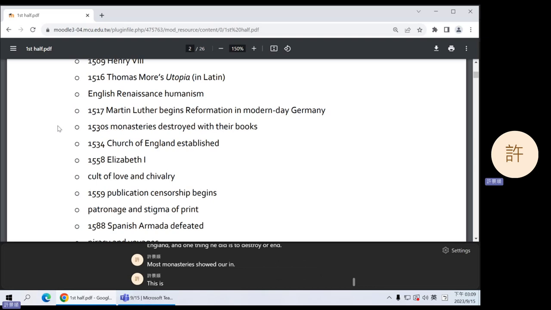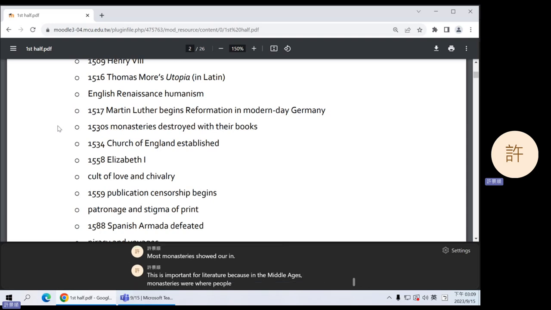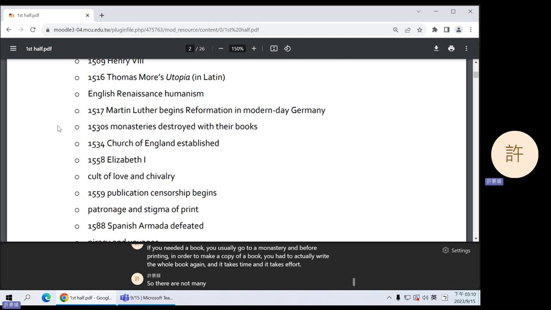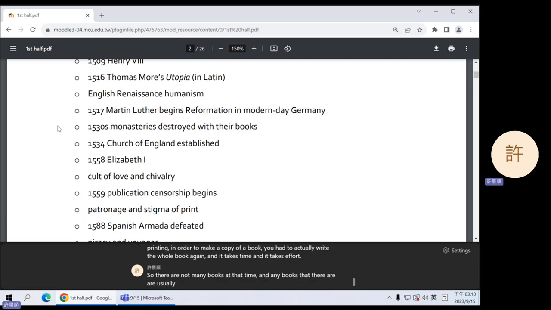This is important for literature because in the Middle Ages, monasteries were where people studied the past. If you needed a book, you usually go to a monastery. And before printing, in order to make a copy of a book, you had to actually write the whole book again. And it takes time and it takes effort. So there are not many books at that time. And any books that there are usually in a monastery.